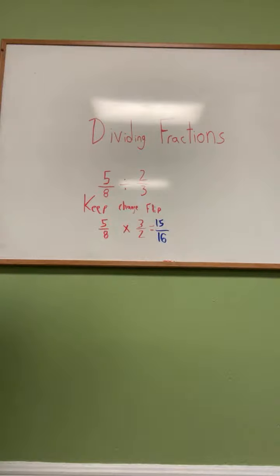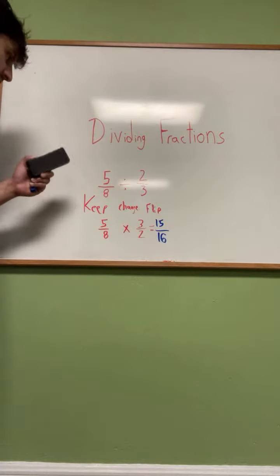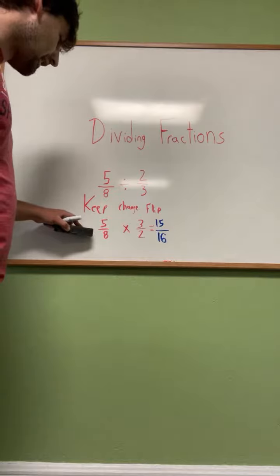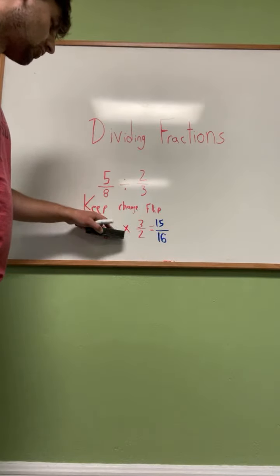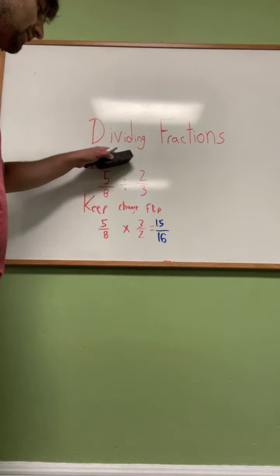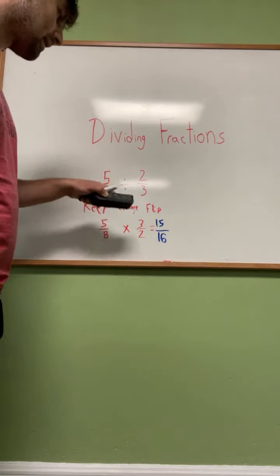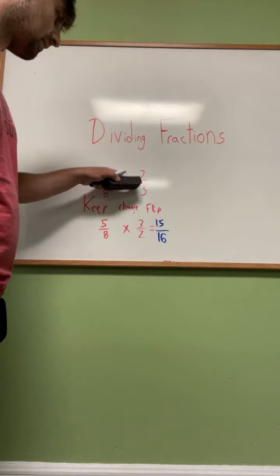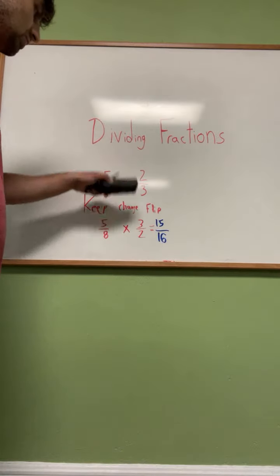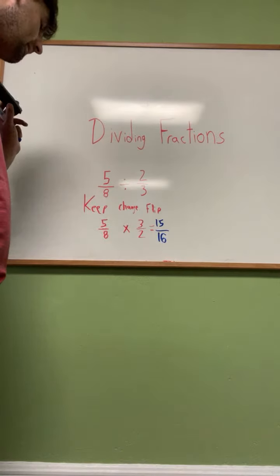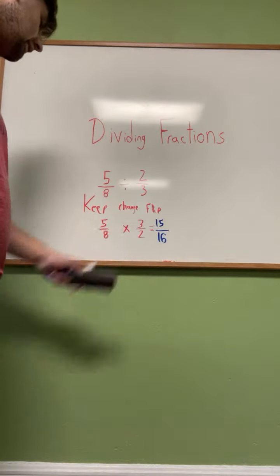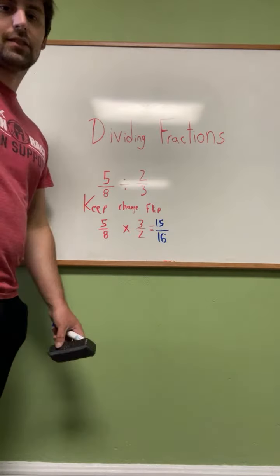All right. So that's the first problem. 5/8 remains the same. The division sign changes to a multiplication sign. The 2/3 gets flipped. The numerator, the top number, becomes the bottom number. The bottom number, or the denominator, becomes the top number. 2/3 changes to 3/2, and then we multiply the numerators and the denominators.